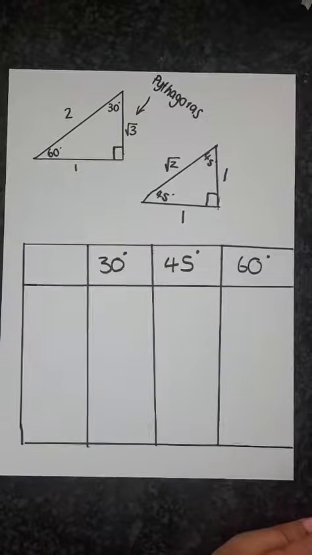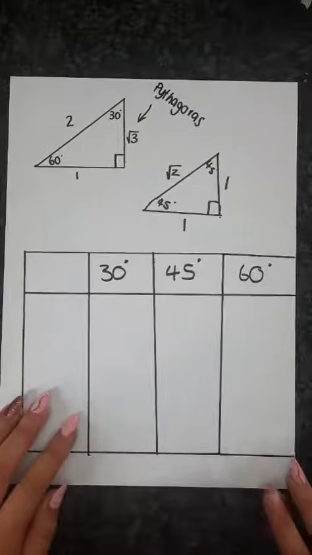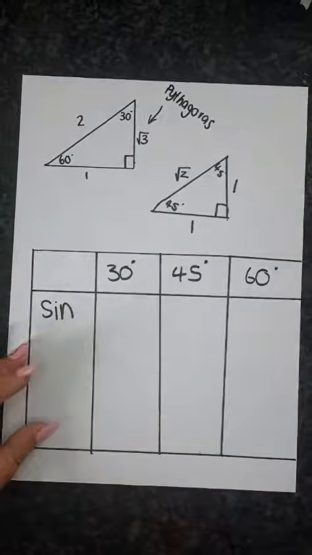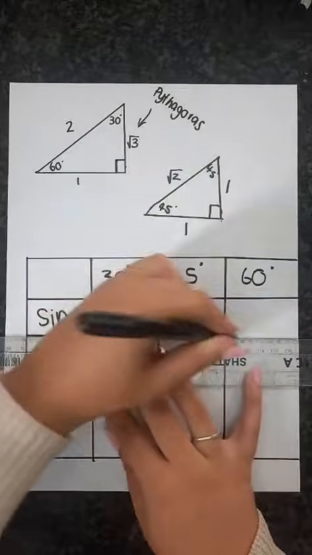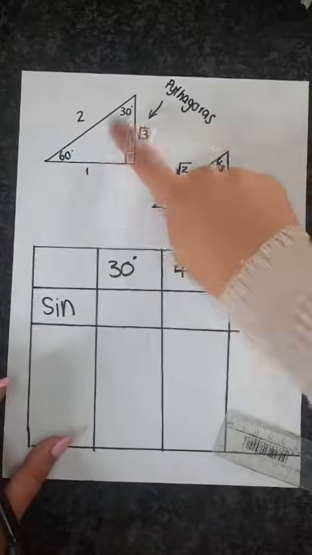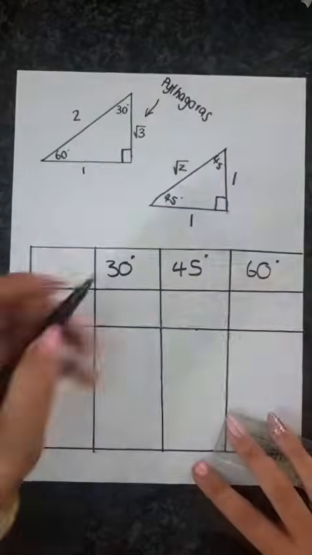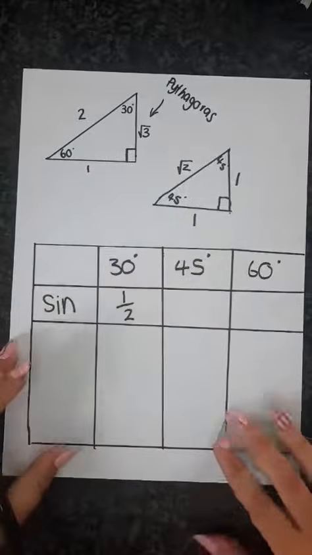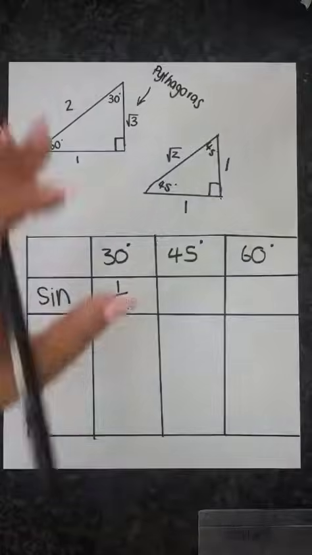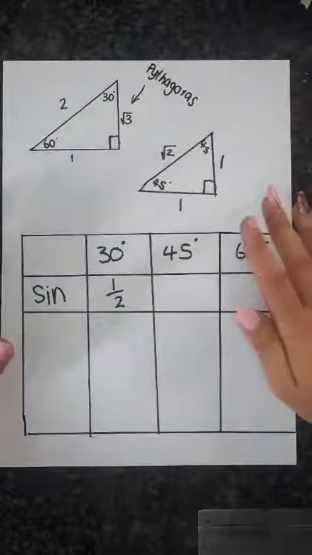Now, basically, what I do here is if I'm looking for sine, now everybody, if I'm looking for sine 30, here's 30. 30 is opposite over hypotenuse, 1 over 2. A half, okay? Sine 30 equals a half. Do you see? We didn't need to use our calculator. We used this, which is our special angles.